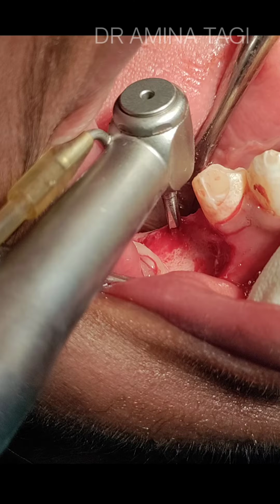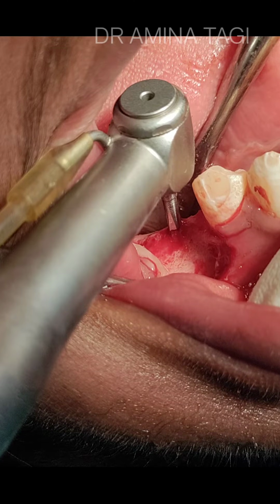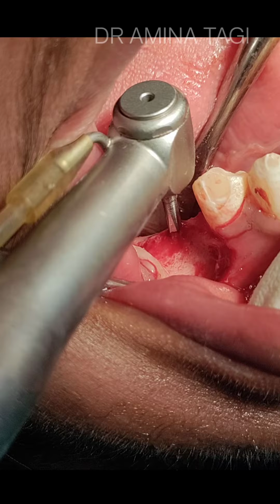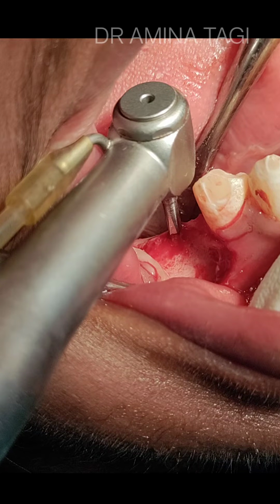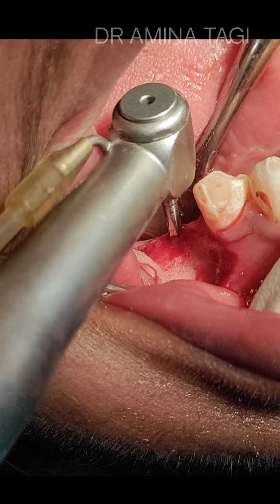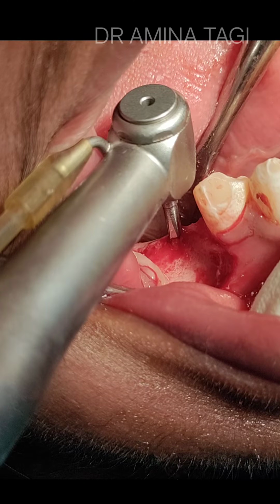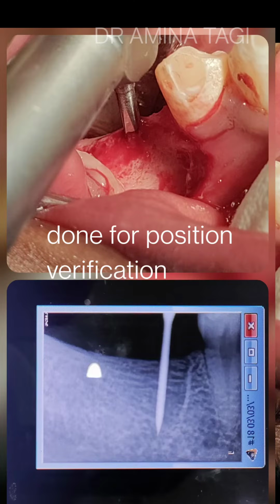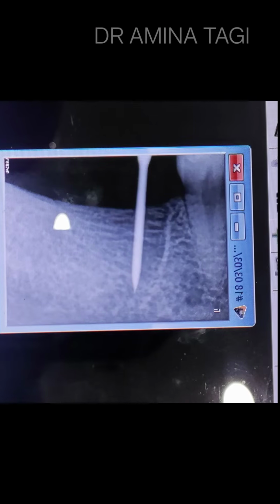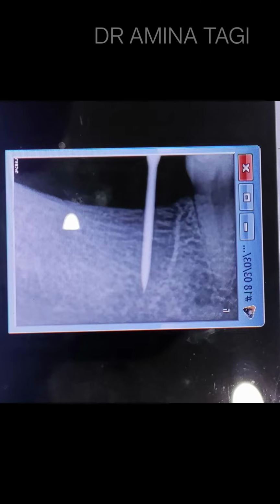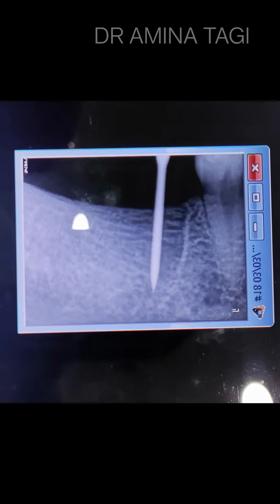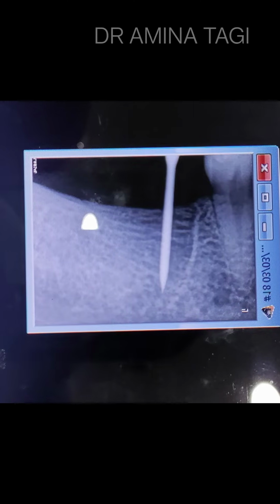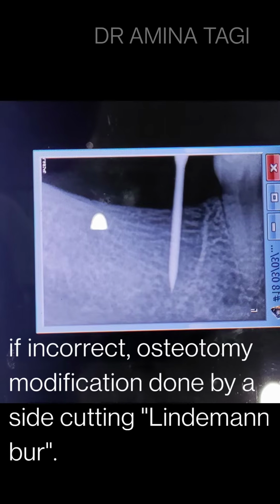Now after the pilot drilling, we need to take a direction indicator, which is also known as the parallel pin. Since I did not have a parallel pin, I have used the twist drill itself in order to compare whether it is parallel to the adjacent tooth. Now with the parallel pin in place, the ideal way is to take a radiograph and see whether the angulation is correct, whether the depth is correct, or whether there is any proximity to anatomical structures. In this way we can make modifications if something is going incorrect, which is very helpful.